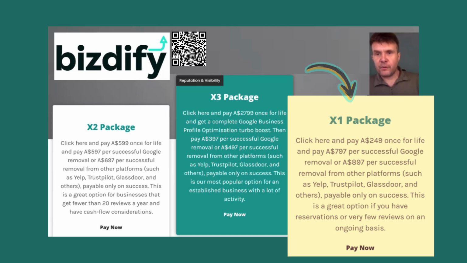which is where you pay $249 plus GST once for life, and then you pay $7.97 per successful Google removal, or $8.97 per successful removal from any other platform. So that's per listing. So if you've got 5 Google business listings, then that's $1,249, and then every review will automatically debit the same card that we took the $249 from, $7.97 plus GST, or $8.97 if it's a non-Google.